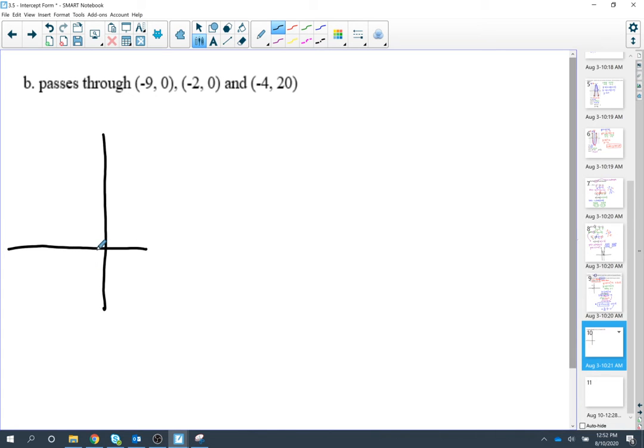So -9, -8, -7, -6, -5, -4, -3, -2, -1, 0, and then 5, 10, 15, 20. The points are (-9, 0), (-2, 0), and (-4, 20).